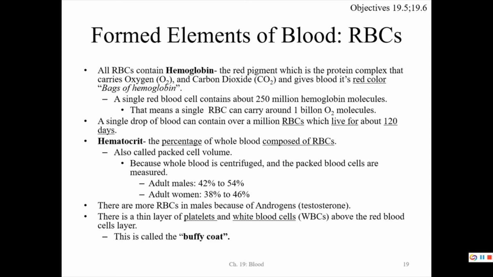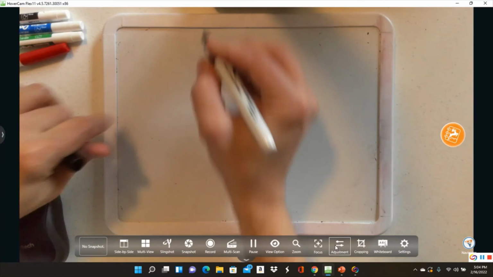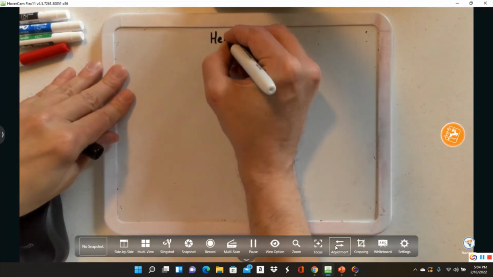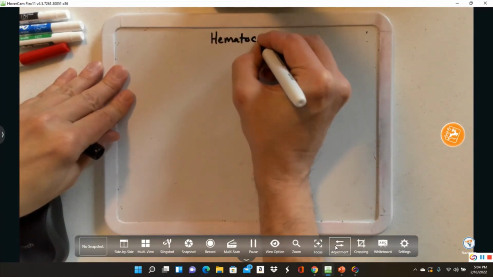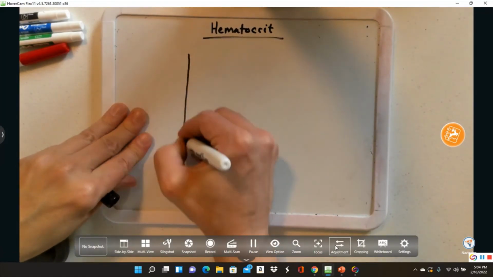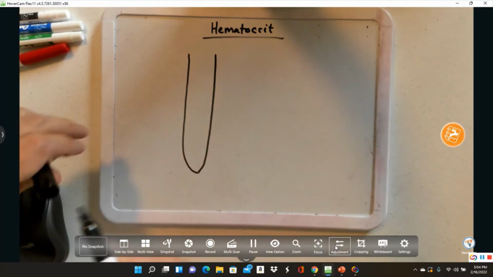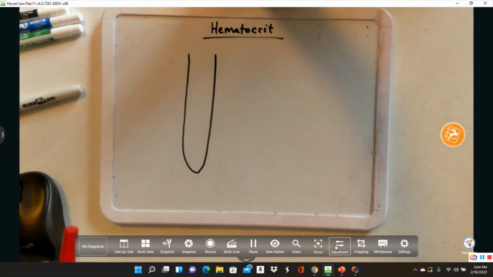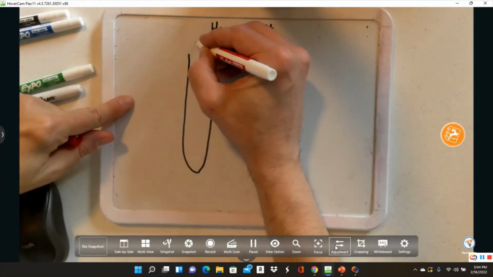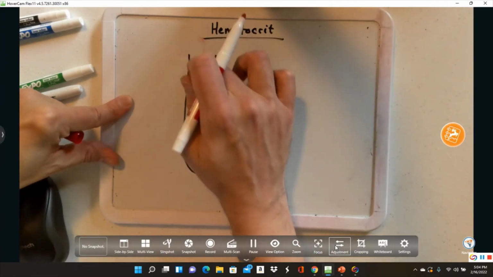Now, let's talk about what is hematocrit. Hematocrit is a percentage of whole blood composed of RBCs. Now, to discuss hematocrit, let's say I've got that test tube. Let's say I go in, guys, and I take my blood. I put some blood in that tube. I add blood to this tube, and we fill this with blood.